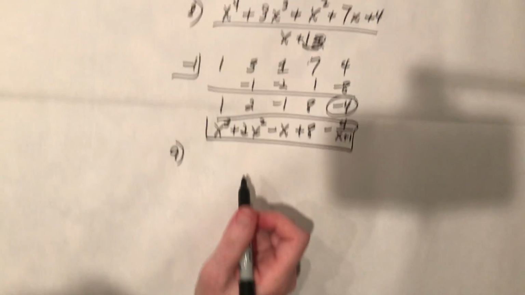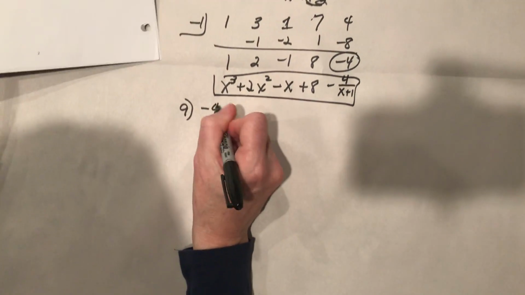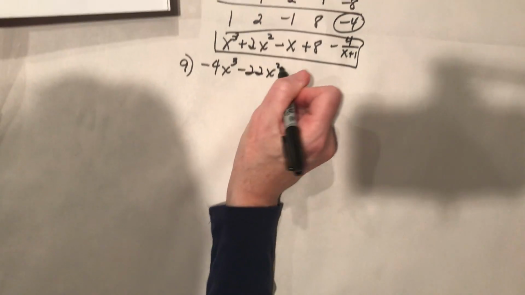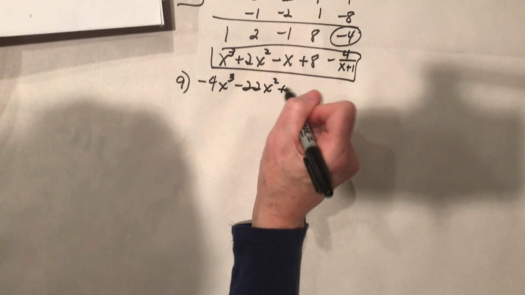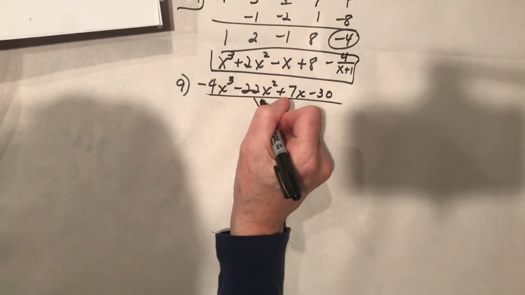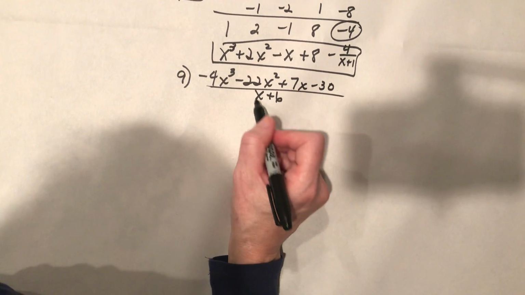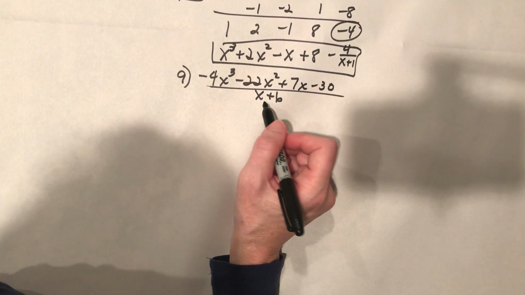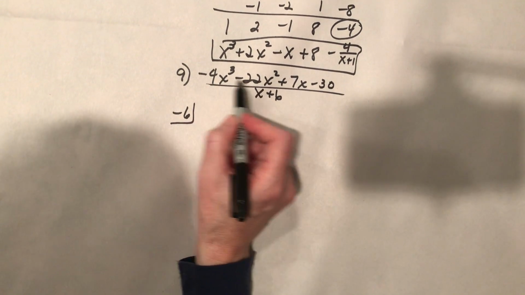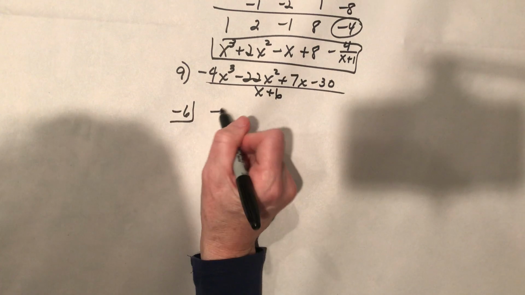Number 9 is similar. -4x to the 3rd minus 22x squared plus 7x minus 30 all divided by x plus 6. Let's do the same thing. This is a liar, so the number that is the 0 here is a negative 6. And then we're going to pull each of the coefficients off of each of those terms.